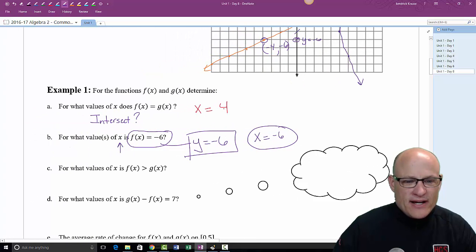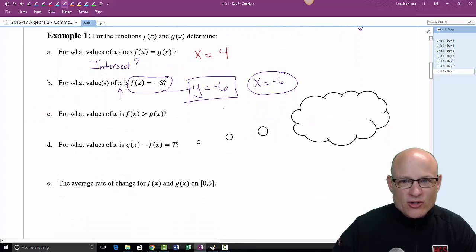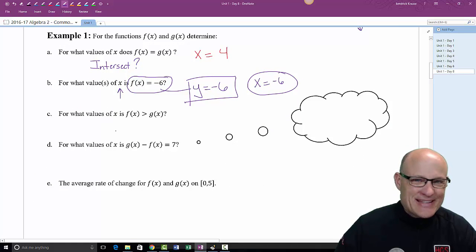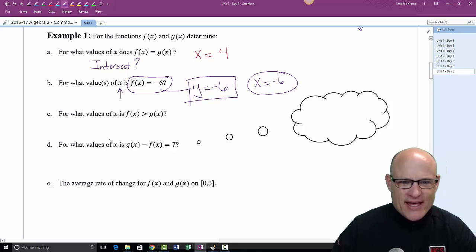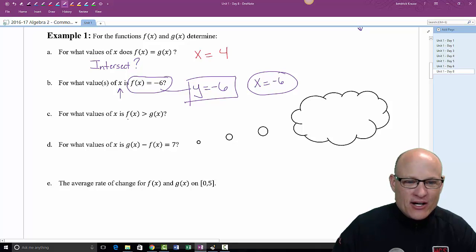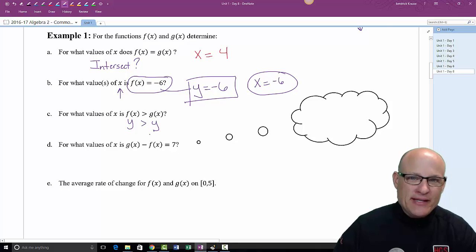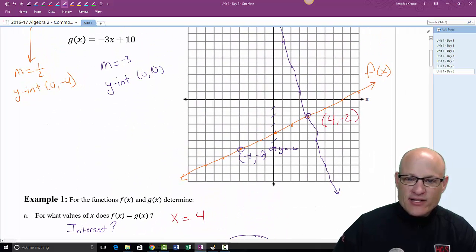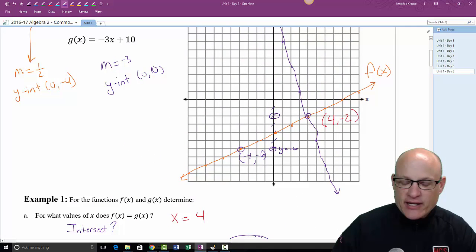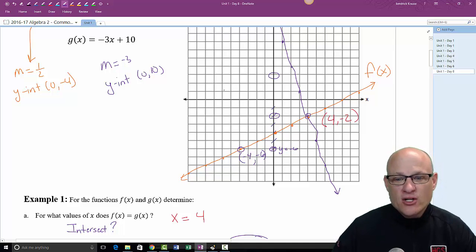All right, so for what values of x is f of x greater than g of x? What it's saying in this one, and you have to be able to read what it says, is when are the y values of this function bigger or greater than the y values of this function? By greater than on a graph, we mean above. If I took this y value, it is negative 2. What's the y value here? Oh, it's 3. It's above. So when I'm talking about greater than, I'm talking about above.